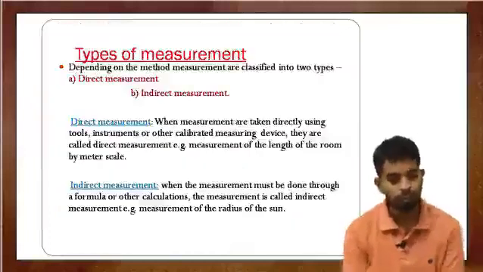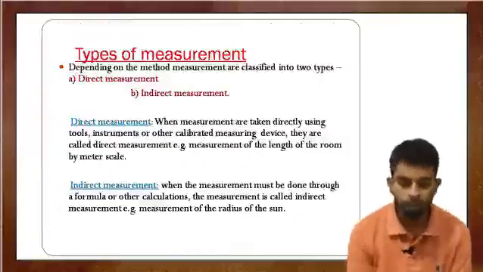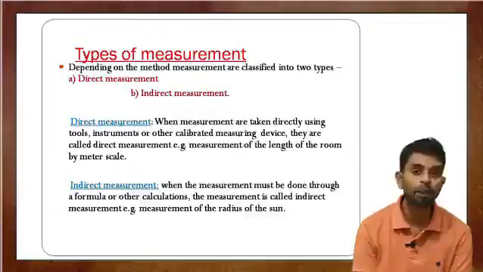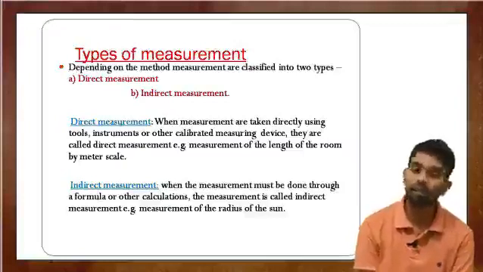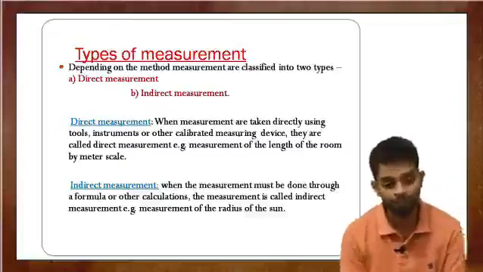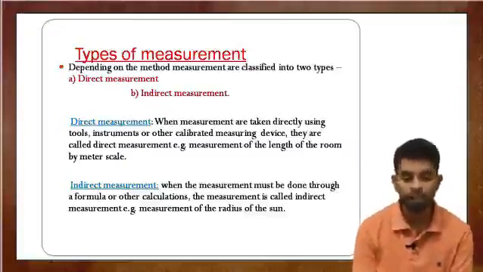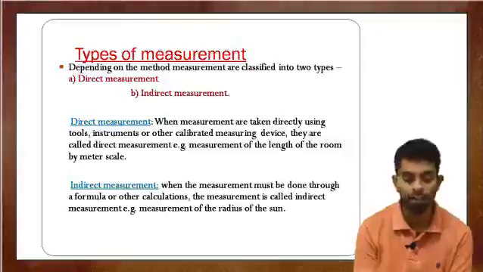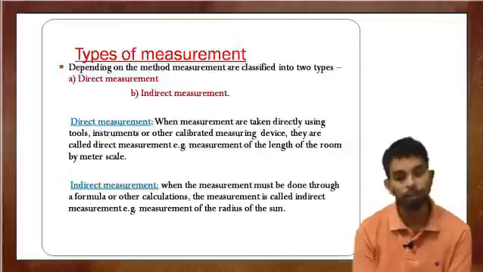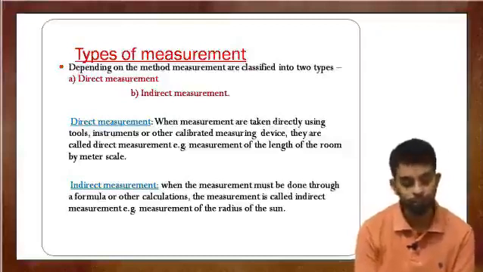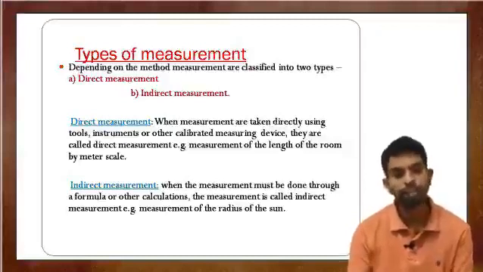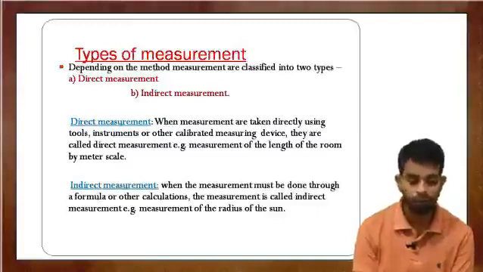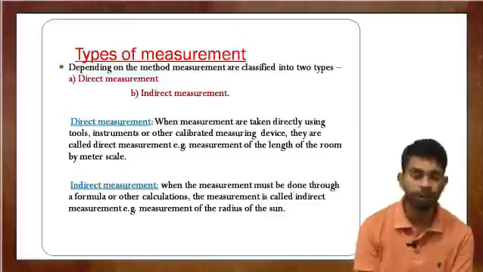Now, types of measurement. Depending upon the method of measurement, they are classified into two types. One is direct measurement, another is indirect measurement. So, what is direct measurement? When measurements are taken directly using a tool, instrument or other calibrated measuring device, they are called direct measurements. For example, when you measure the length of a room by using a meter scale, it's a direct measurement. And when the measurement must be done through a formula or other calculation, the measurement is called indirect measurement.